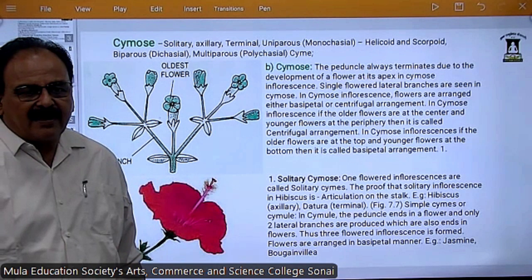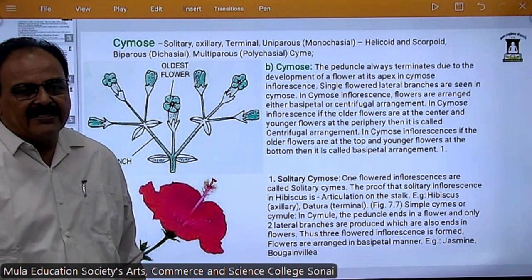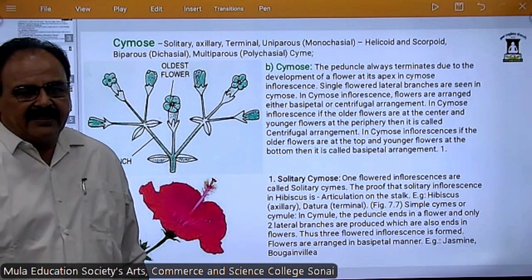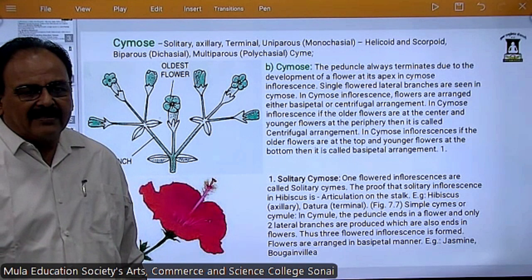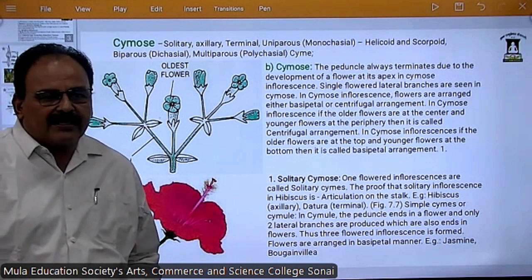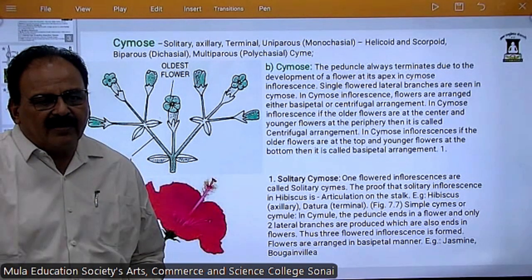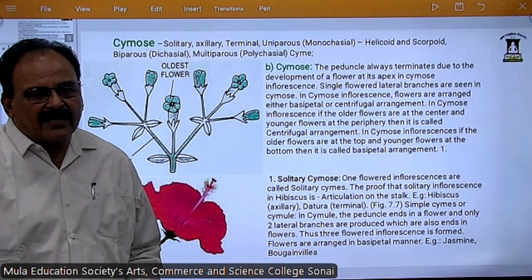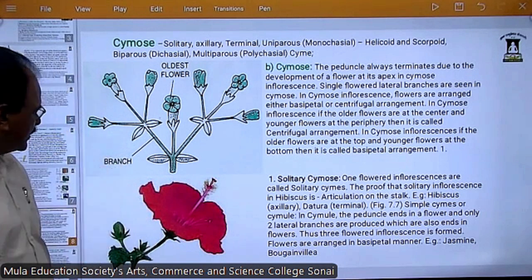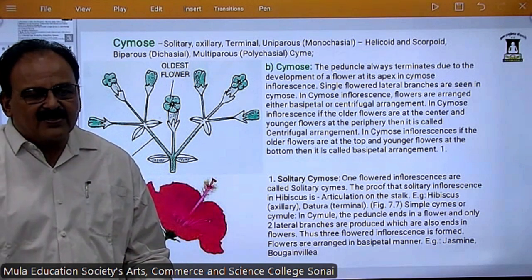In cymose inflorescence, flowers are arranged in either basipetal or centrifugal arrangement. If the older flowers are at the center and the younger flowers at the periphery, it is called centrifugal arrangement. If the older flowers are at the top and younger flowers at the bottom, it is called basipetal arrangement. Then solitary cyme. The example of solitary cyme is hibiscus, and one flowered inflorescence is called a solitary cyme.